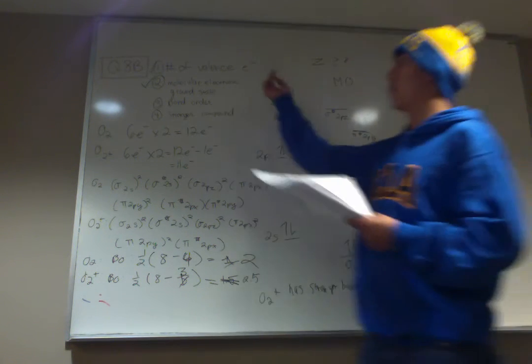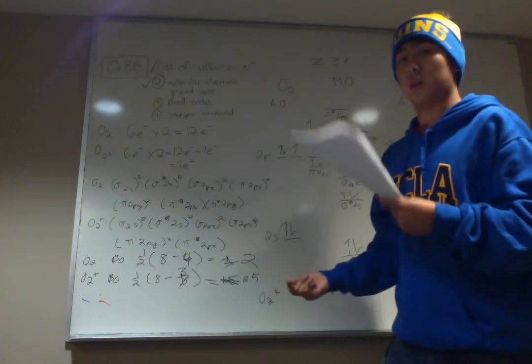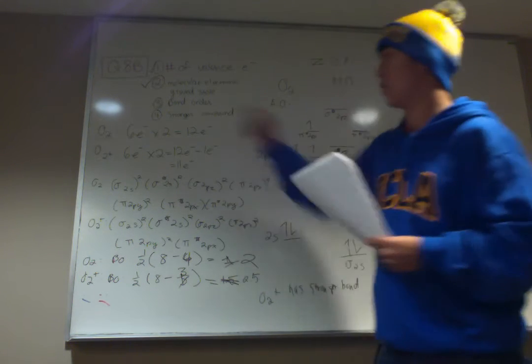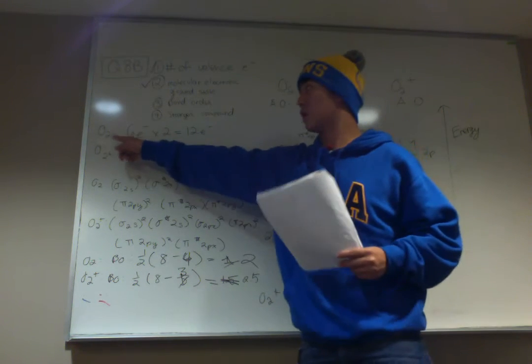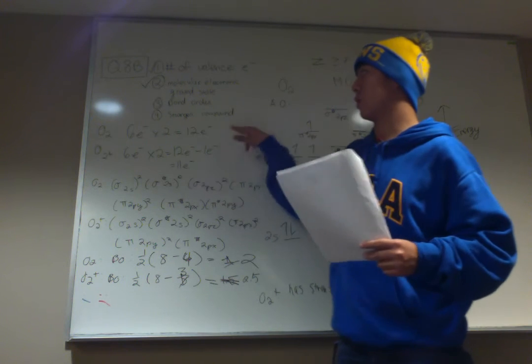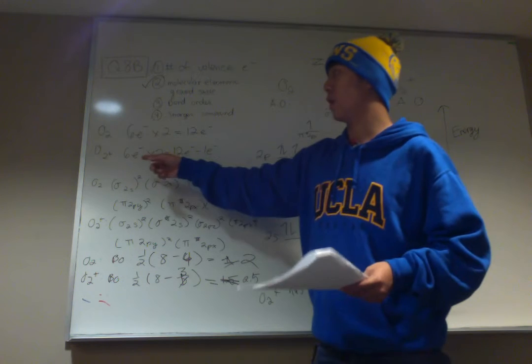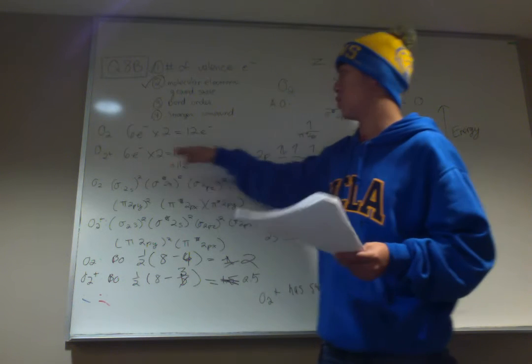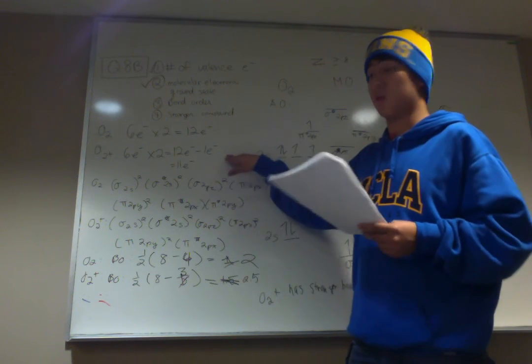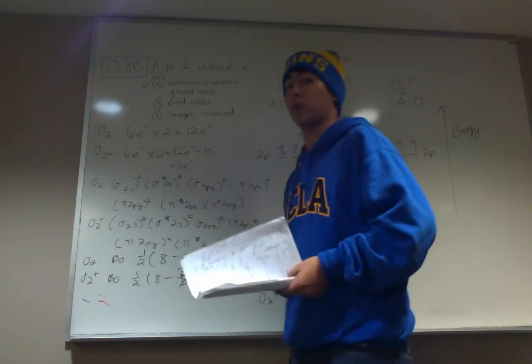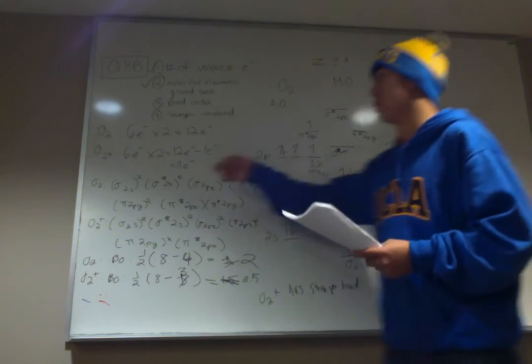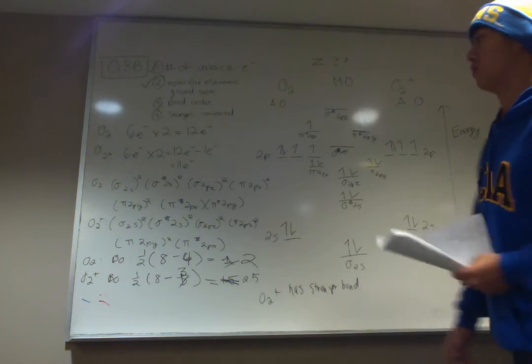First, the number of valence electrons. Oxygen has 6 valence electrons, and there are 2 atoms of oxygen, so 6 electrons times 2 gives you 12 electrons for O2 with no charge. For O2 plus, same process: 6 times 2 is 12, minus 1 electron, because the plus charge means that we're losing an electron, so that gives us 11 electrons.